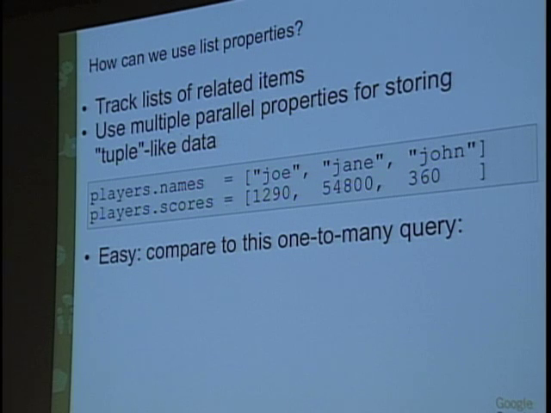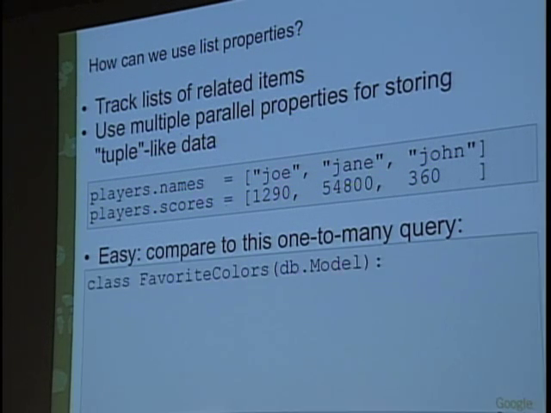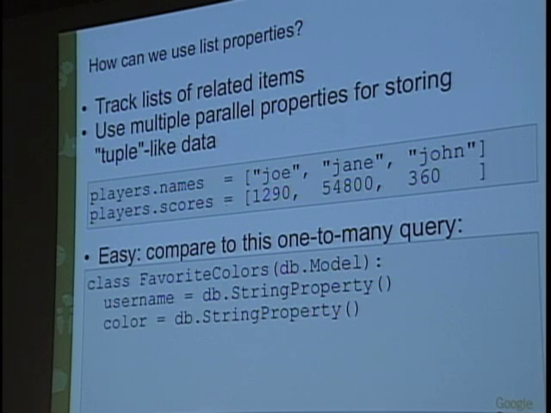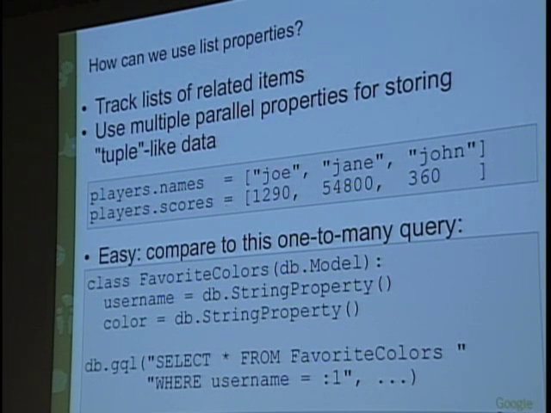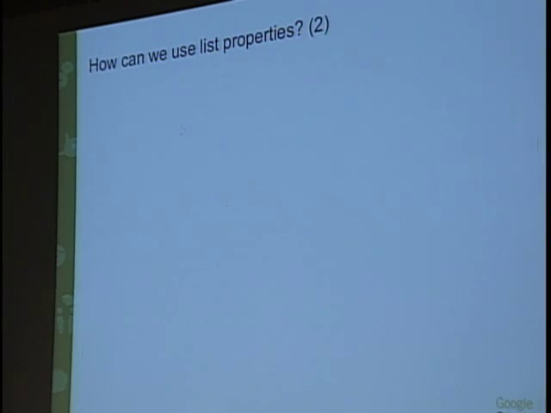List properties are fairly easy, so let's compare them to a one-to-many query. If we did not use list properties, and we just used regular properties, we might do something like this. We would define users in one entity, and we would define colors in another entity, and we create a third entity, which you see here, describing favorite colors, which joins users with their colors. And we could select from that table with a select from favorite colors, where username is some value. And it would return us the list of usernames, but then we would have to fetch those users. So there's a little bit of extra work involved.